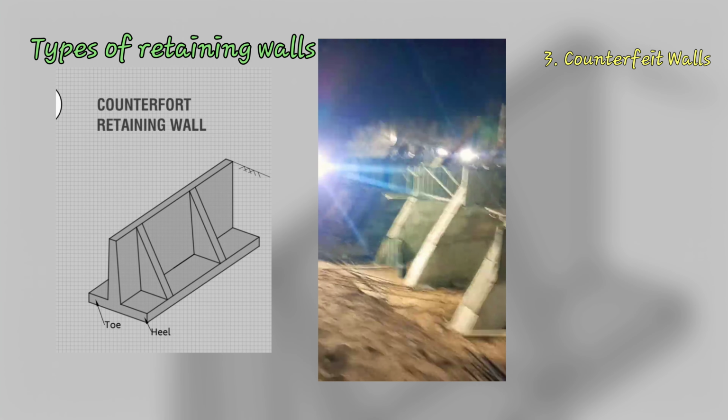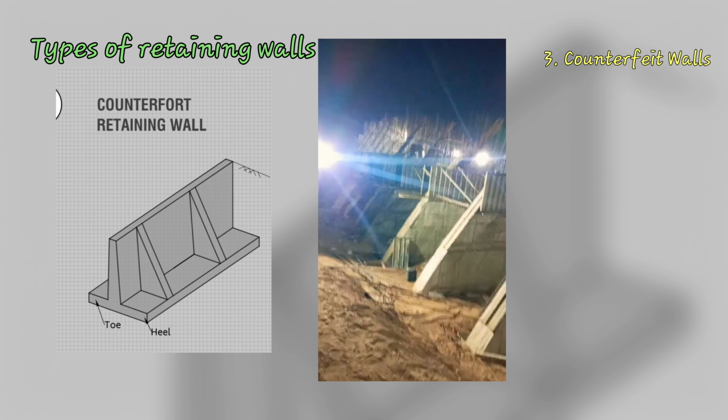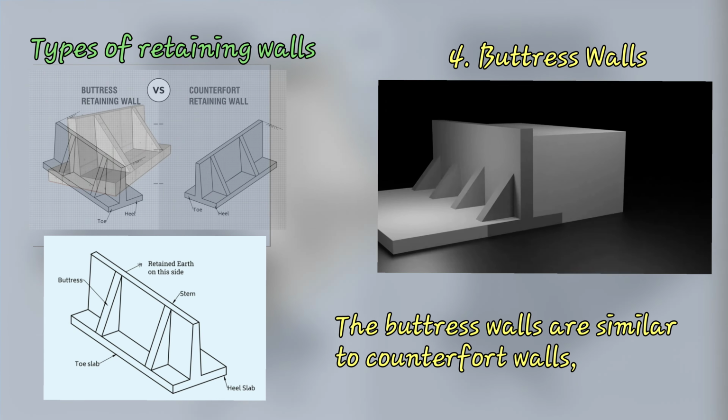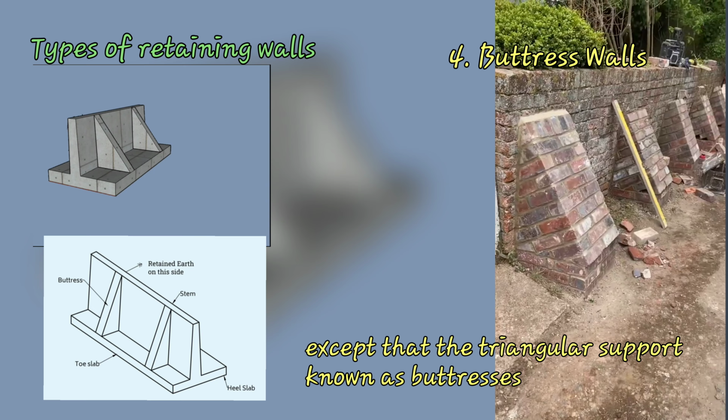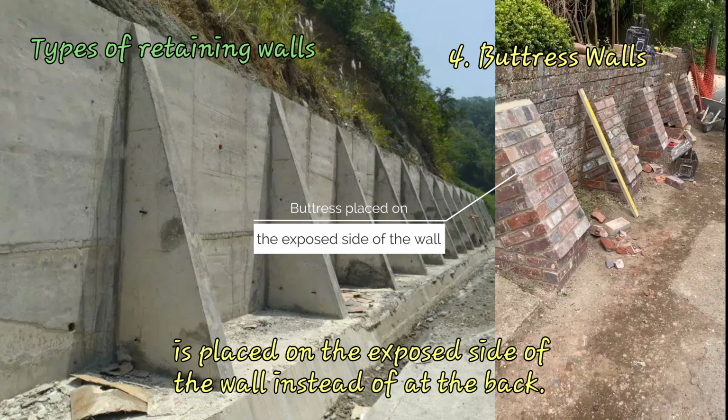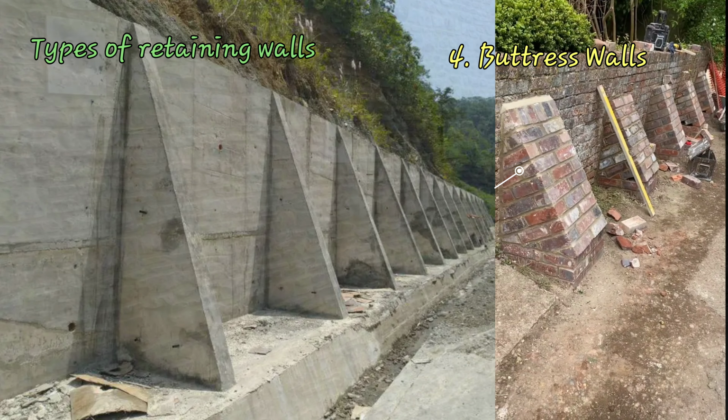3. Counterfort walls. They are similar to the cantilever walls, but are designed with extra triangular supports known as counterforts, which are placed on the retained side of the wall, at the back. 4. Buttress walls. The buttress walls are similar to counterfort walls, except that the triangular supports known as buttresses are placed on the exposed side of the wall instead of at the back.